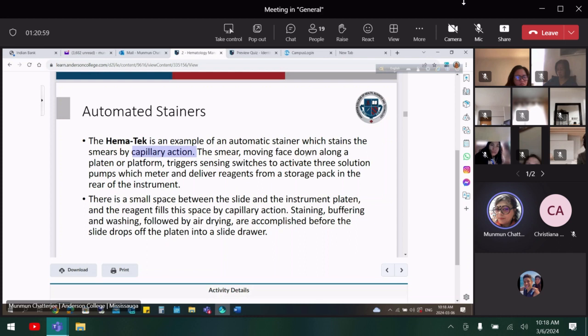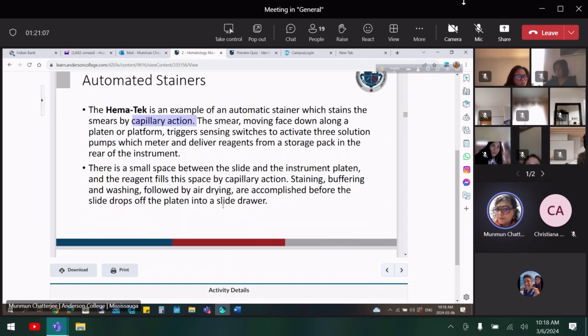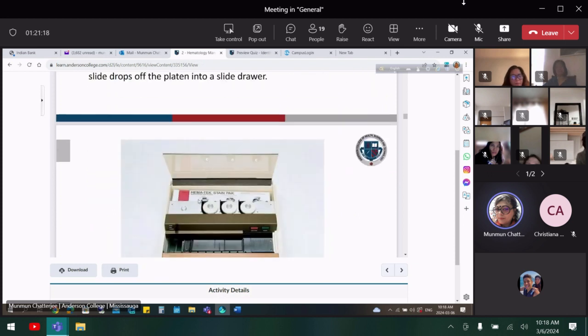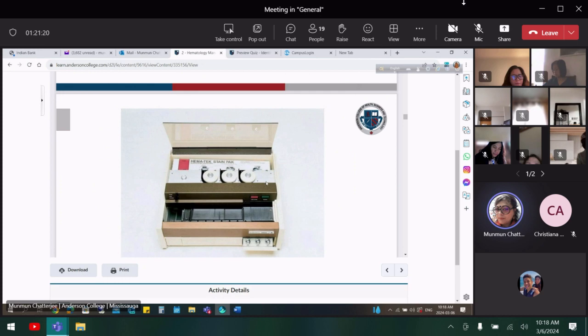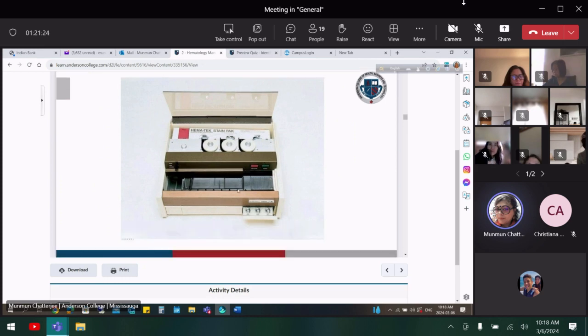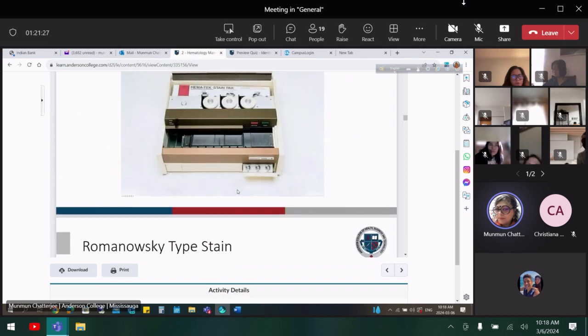The smear moving face down along with a platen or platform triggers sensitive switches to activate the solution pump. So the emitter, you don't need it. Slide instrument platen doesn't. Only the Hematek method is the automated stainer and uses capillary action to stain the cells on the slide. This is the Hematek stain pack. We don't have this machine in the lab.